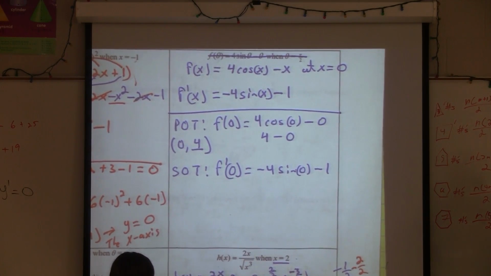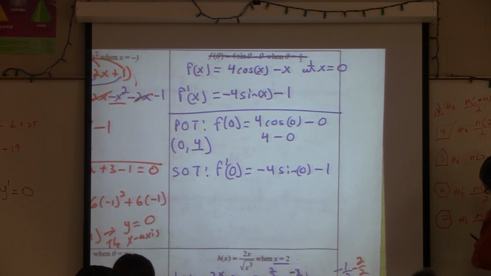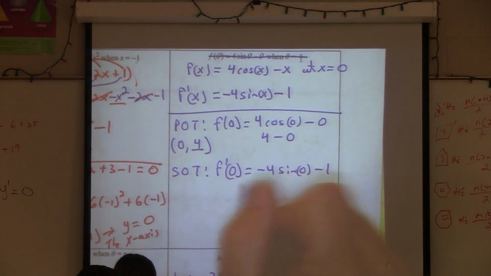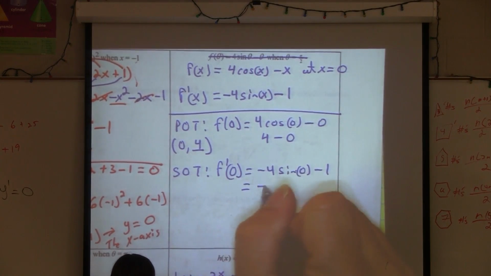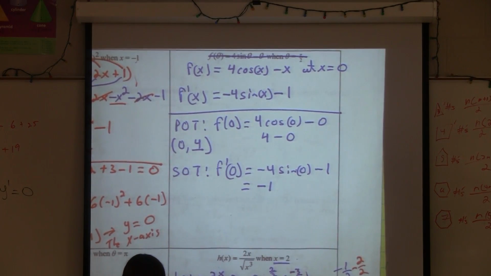So if we think about it, on the unit circle, we're here at 0. This point is 1 comma what? So the x is 1, the y is 0. Right, so this ends up giving us negative 1. Can I write my equation now?